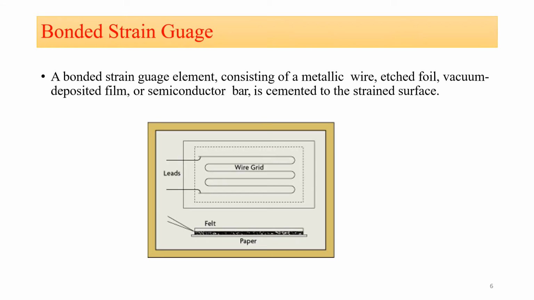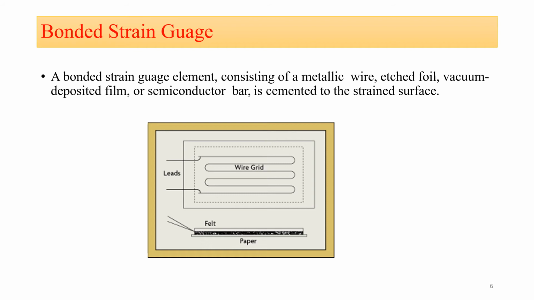Now let's see the first type of strain gauge, that is the bonded strain gauge. In the bonded resistance wire strain gauge, the resistive element is cemented to the base, which may be a thin sheet of paper, a thin sheet of bakelite or a sheet of Teflon, and the resistive element may be in the form of a wire, foil or a film of the material.